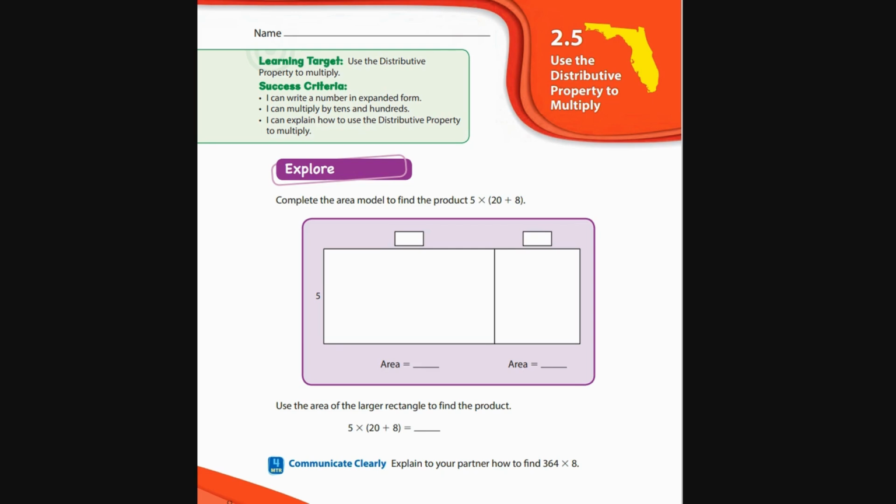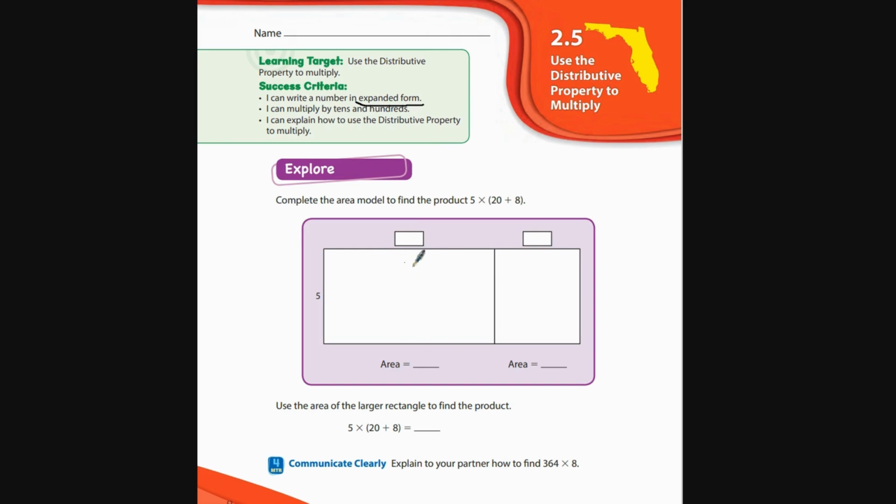Today we're doing lesson 2.5 in our Florida's Best Math workbook. So let's get straight to it. Today we are going to be using the distributive property of multiplication. The distributive property is another way of using expanded form. So let's start off with the explore.